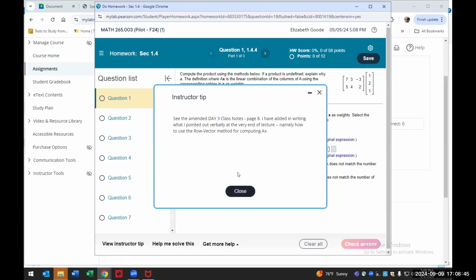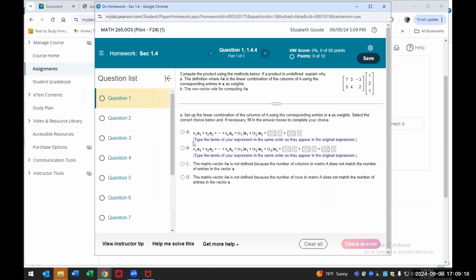On this very first problem in section 1.4, when you click on it, I've added these tips. I amended the day 3 class notes on page 8. I added in writing what I pointed out verbally at the very end of lecture, and that was how to use the row vector method for computing AX. We also went over that at the very beginning of day 4, where we did another problem. Yeah, I remember. So that's what this problem is about: computing this product 2 different ways.